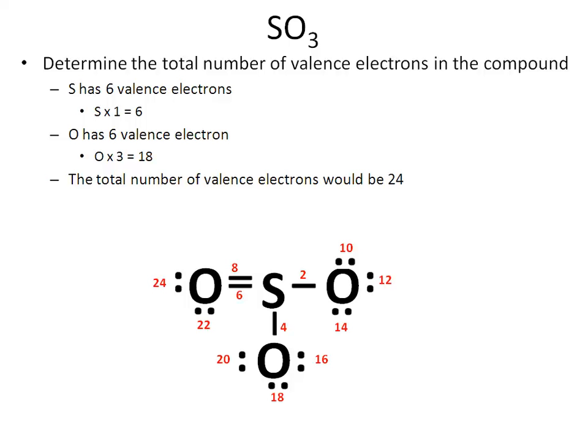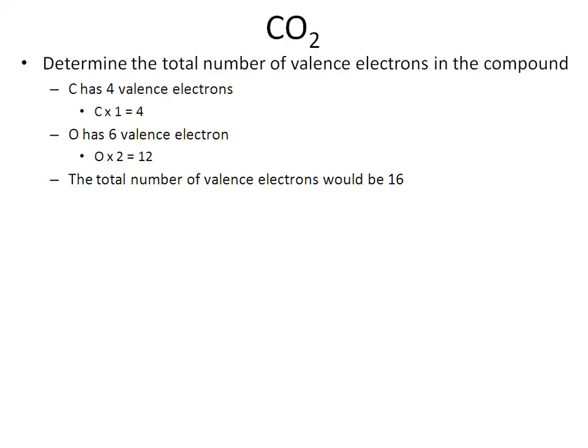So whenever you have more valence electrons than you need, you're going to see an example of multiple bonds. Let's look at CO2. Carbon's in group 4. It has 4 valence electrons. Oxygen is in group 6. We have 2 oxygens. So the total number of valence electrons is 16.